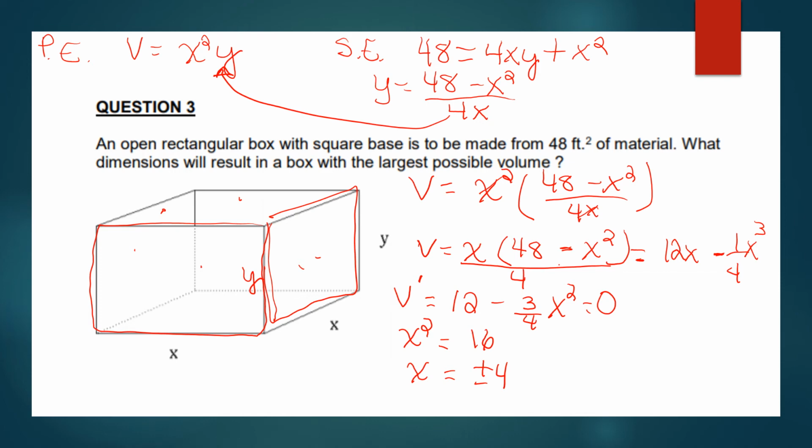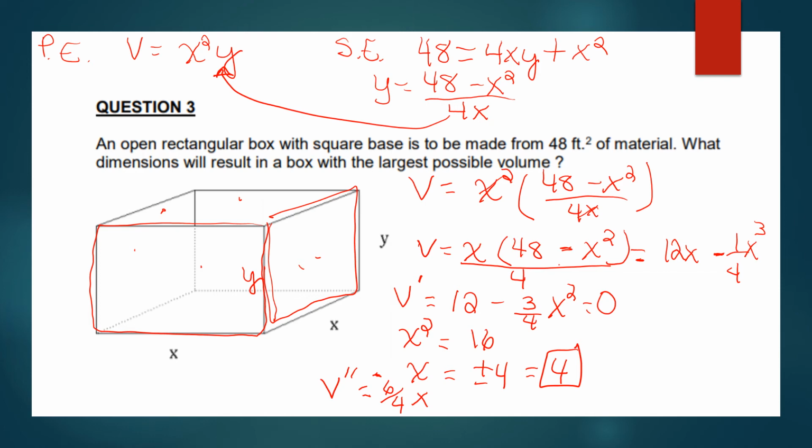Well, let's see if the second derivative would make that positive, and we could pretty much see that it would if it makes it a maximum, because the second derivative is going to equal negative 6 over 4x. So it means that when I put in 4, I get a negative answer, so that's a maximum.